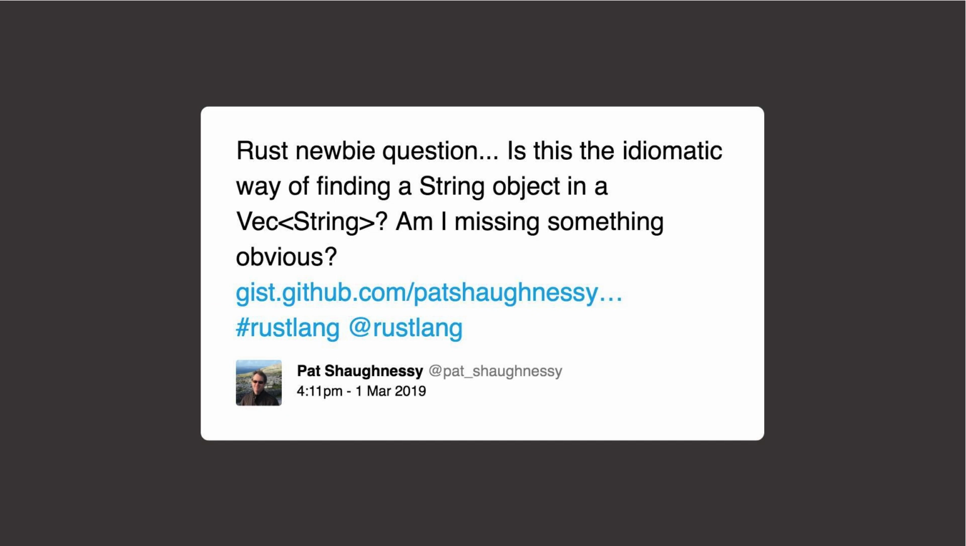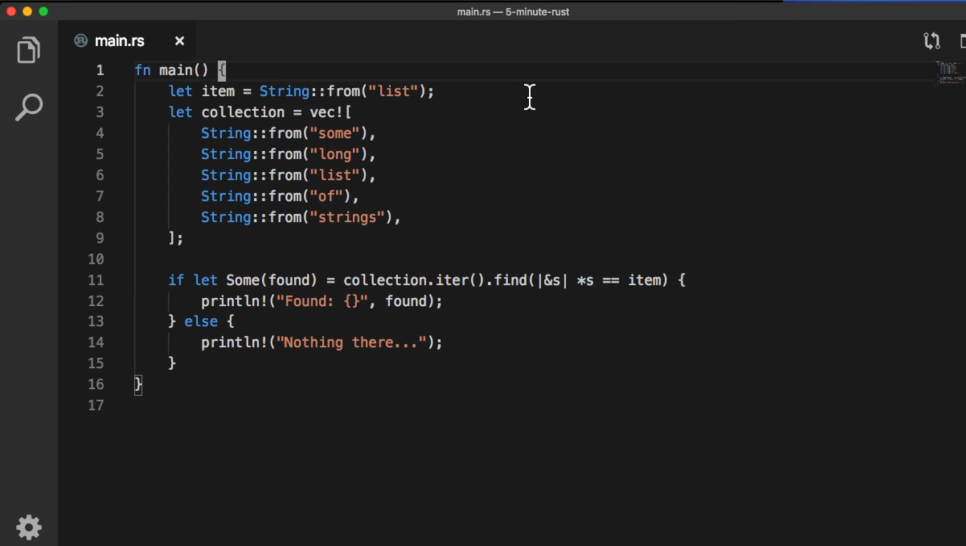The other day, Pat Shaughnessy tweeted a question he had about the syntax around references in Rust closures. While there's a pretty straightforward answer to his question, the simple code exposes some interesting details of how Rust works. Let's take a look.